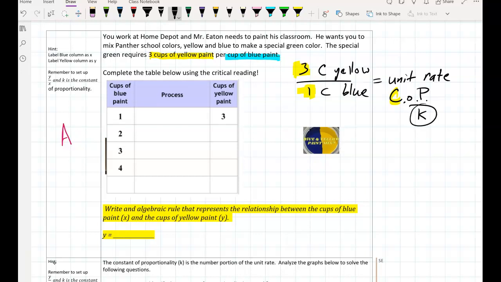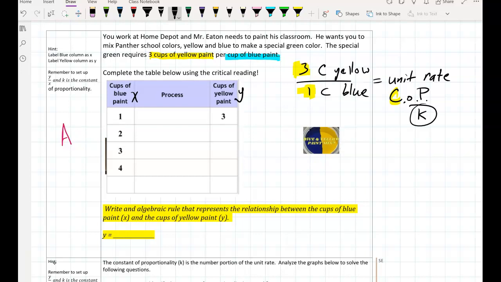And what's the unit rate here? Well, let's find out. What is 3 divided by 1? Remember, when we look at this table, the amount of yellow paint that you need completely depends on how much blue paint you're going to need. For example, if you had 1 cup of blue paint, you would need 3 cups of yellow paint. So the yellow cups of paint is our dependent variable, and the cups of blue paint is our independent variable. It is our input.